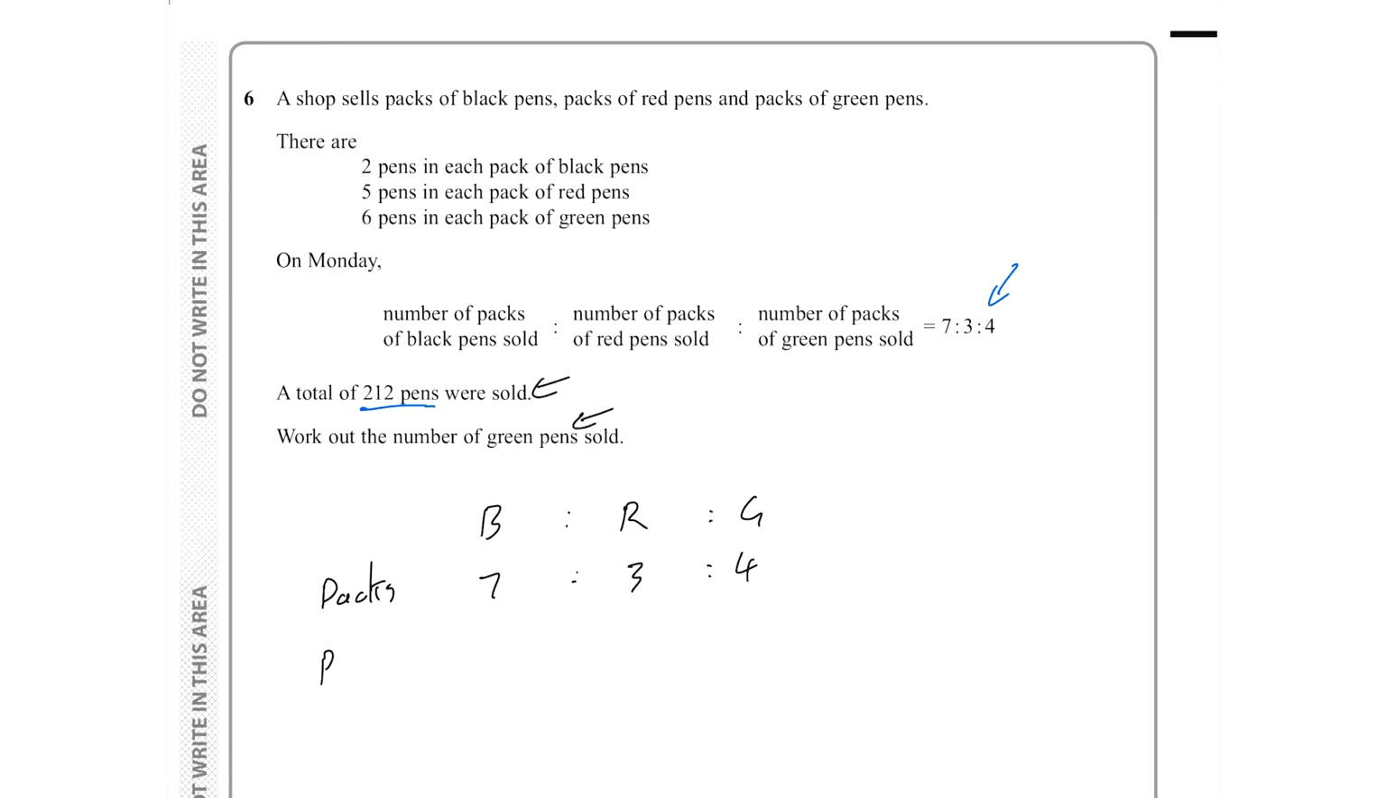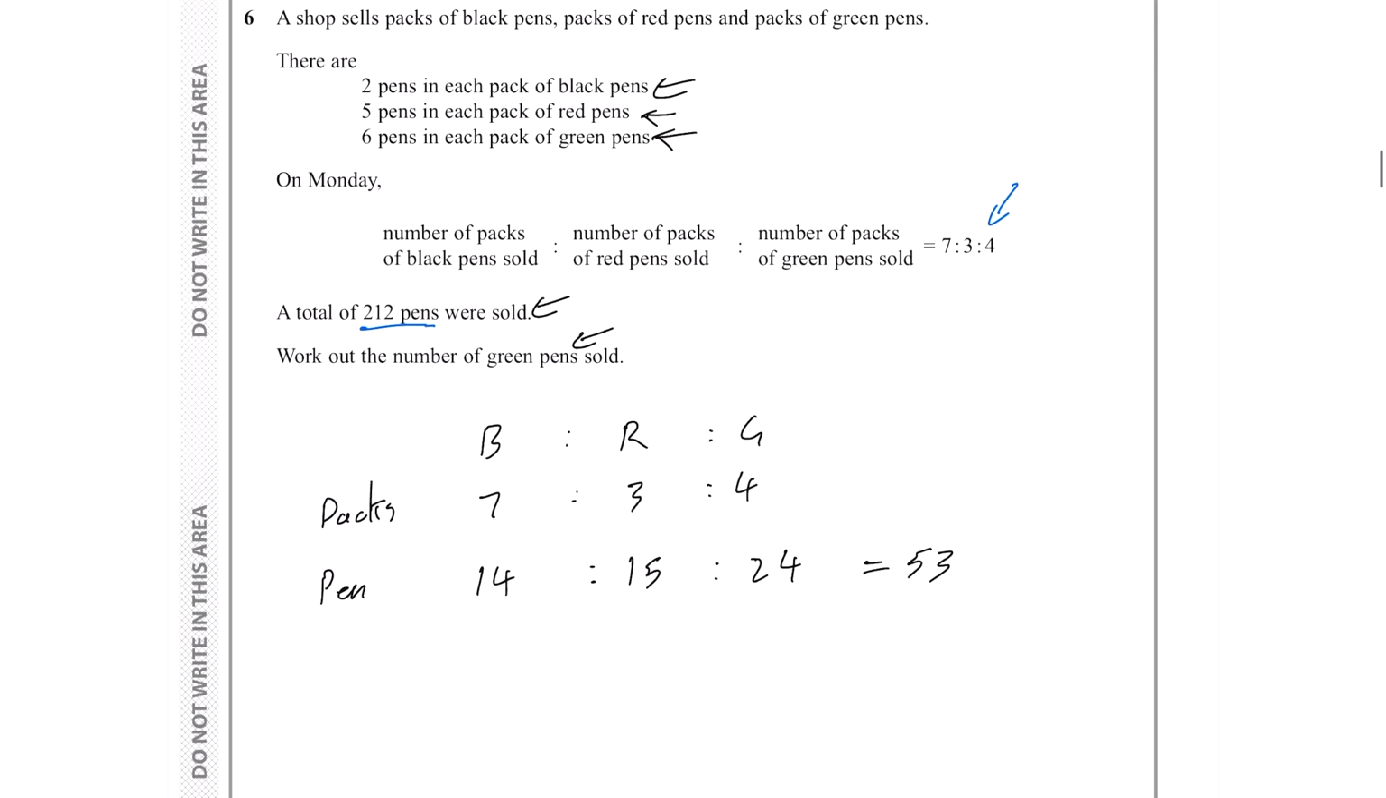So in terms of pens, we know that in a black one, there are 2 pens, so that will be 14. We know that in a red one, there are 5 pens, so that's going to be 15, 5 times 3. And finally, for the last one, it's going to be 6, which is from there, times 4, which is 24. And this totals up to give me 53. So then, it wants the number of green pens sold, so that's going to be 24 out of 53 times 212, and that gives us 96.